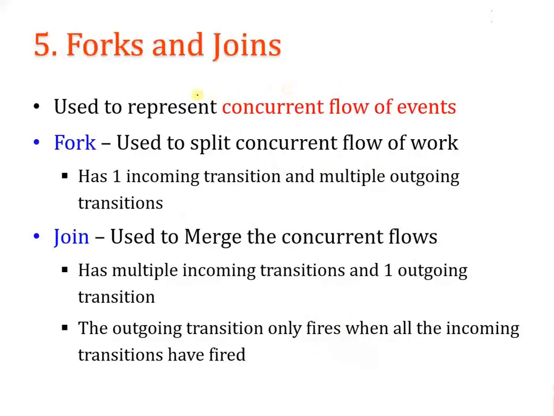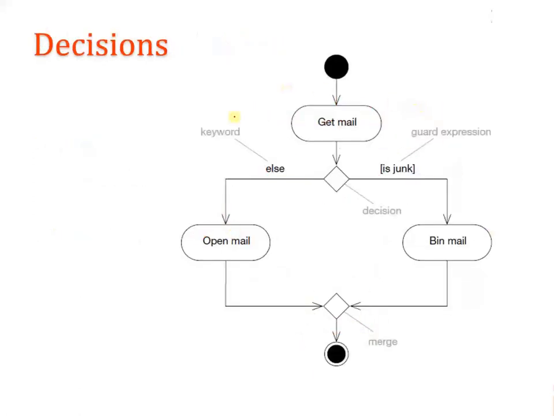Next is called forks and joins. This is used to represent concurrent flow of events. Remember students, we can go back to the previous diagram. For decision parameters, we can say there are two different flows, but only one flow is executed at a time. For example, based on this condition, if the condition is true, the control goes in one direction, else the control goes in the other direction.